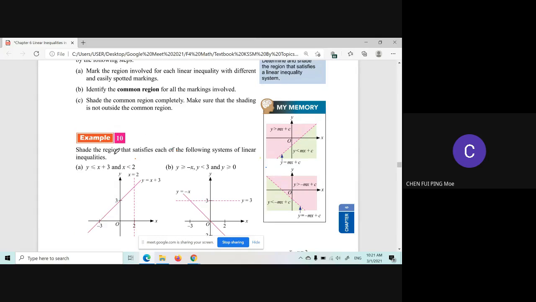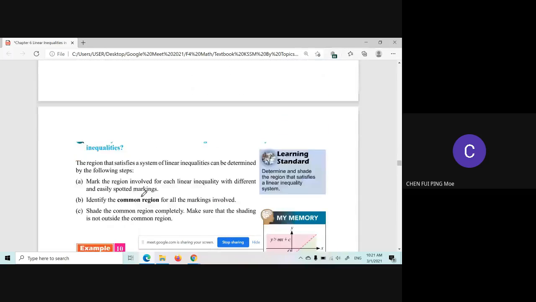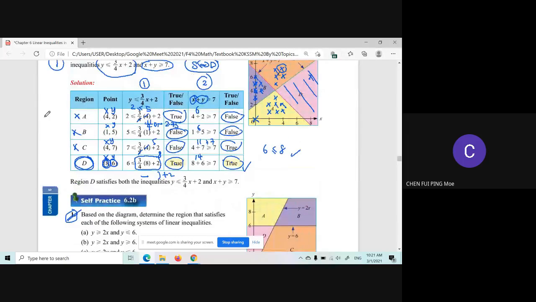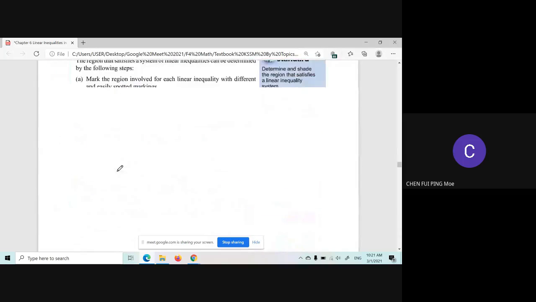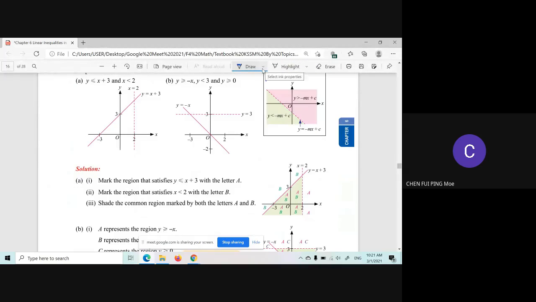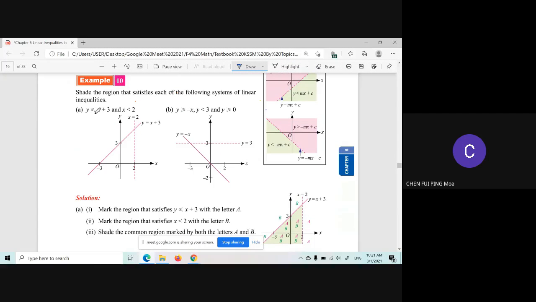When you have 2 or 3 inequalities, how are you going to find the answer, the region that satisfies both? So, ada dua cara. Okay, first method, using this table. Just do substitution. Second method is the one I want to share with you now. So, this one will be shorter. Tapi kamu kena faham. Okay, how to do it? I will share with you now.